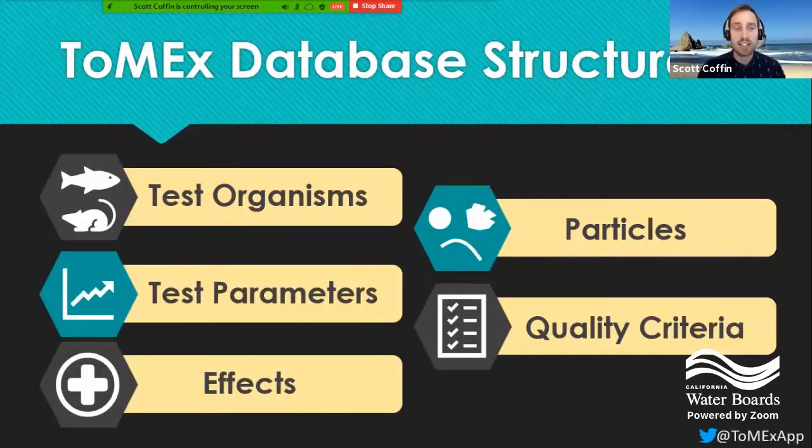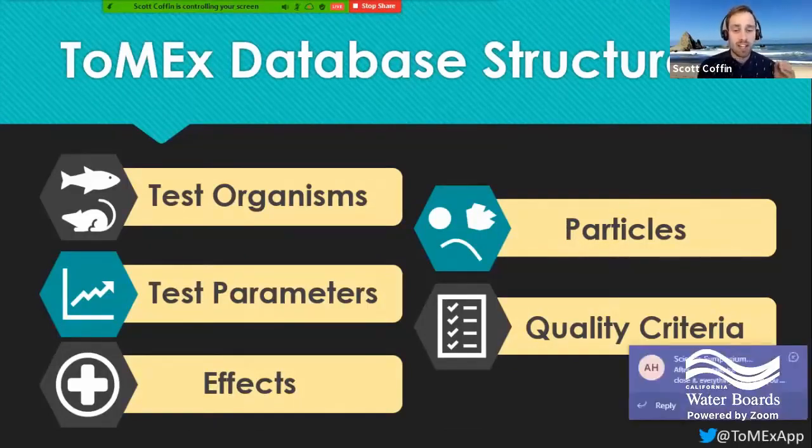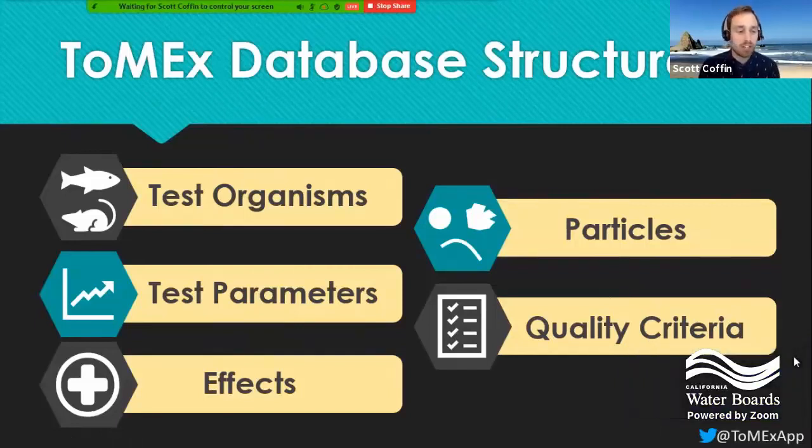So for each data point, we include information on test organisms, parameters such as pH and the exposure time, effects data, so reproduction, development, particle information, shapes and sizes, and for each study, we rated the quality criteria using 12 independent criteria by 3 independent reviewers.